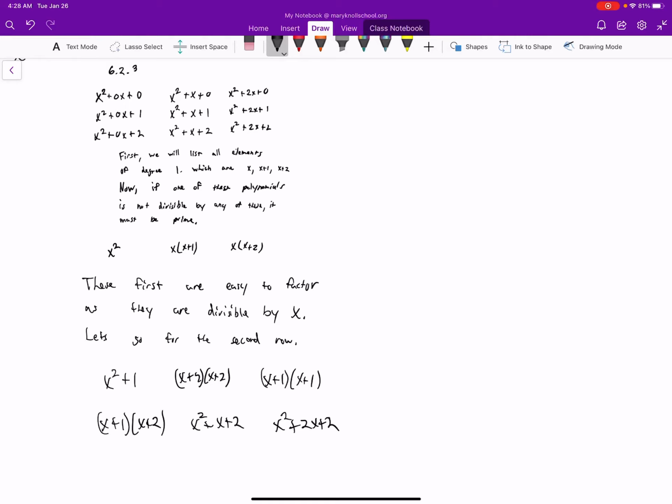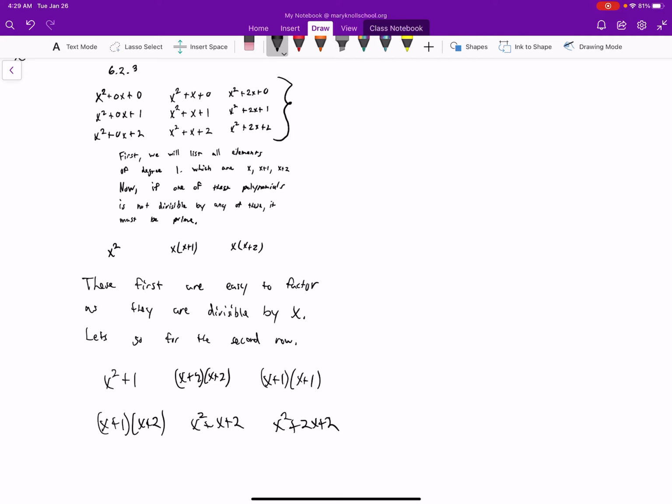Okay, 6.2.3. First, we need to list and completely factor all the monic quadratic polynomials over Z3. A monic just means that it's a 1x squared, and so on. It's a 1 right there. All right, so first thing we do is we just list everything. So here are all of them listed.